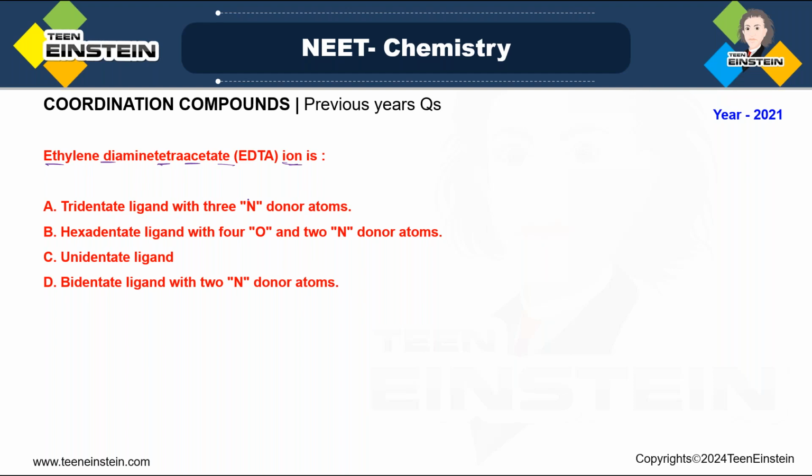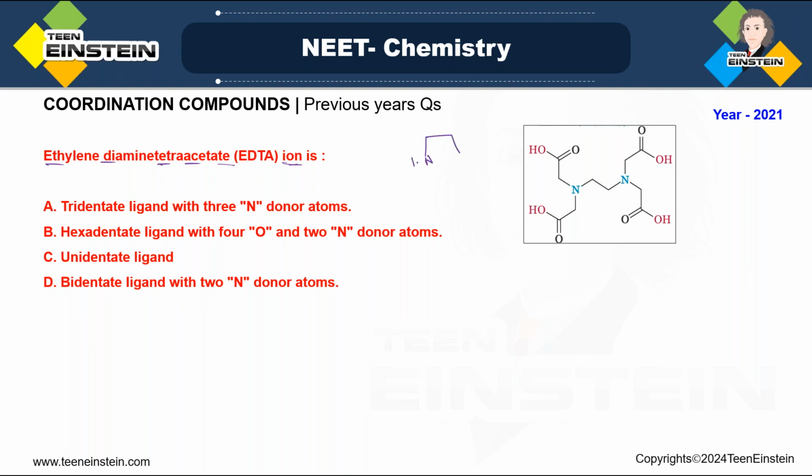So obviously we have to write the structure first. This is the structure of ethylene diamine tetraacetic acid. It is not the ion. There is no negative charge. Why tetraacetic acid, and why ethylene diamine? It is a derivative of ethylene diamine. Ethylene diamine is this molecule, isn't it? NH2, CH2, CH2, NH2. Now, if you replace the hydrogens attached to nitrogen with this group, which group?